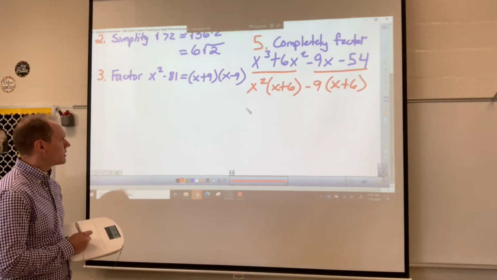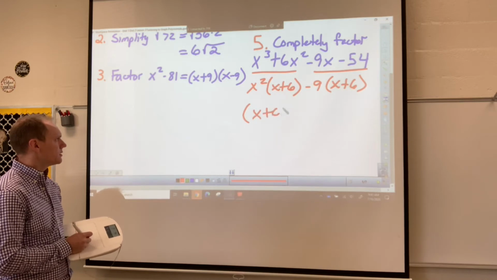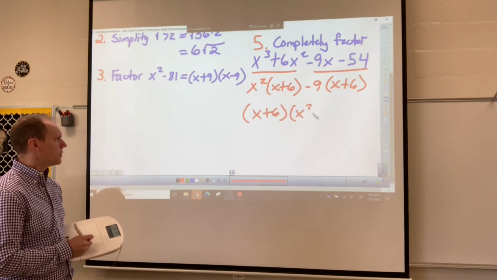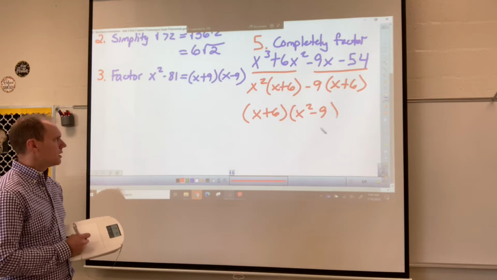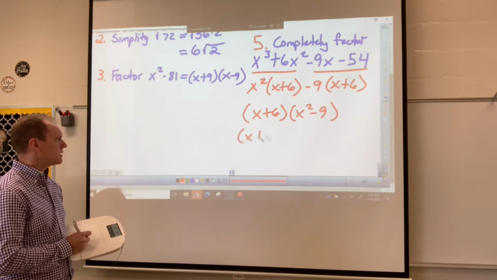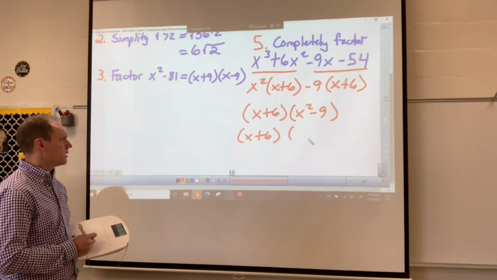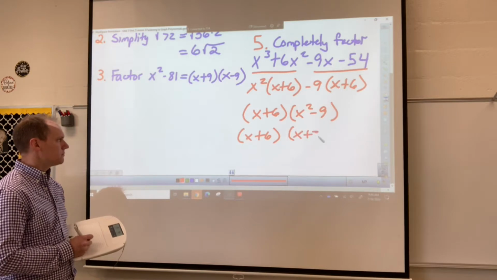Then from there, we can factor out an x plus 6 from the entire expression, leaving us with x squared minus 9, which then the x squared minus 9 can factor even further. So that's going to factor into x plus 3, x minus 3.